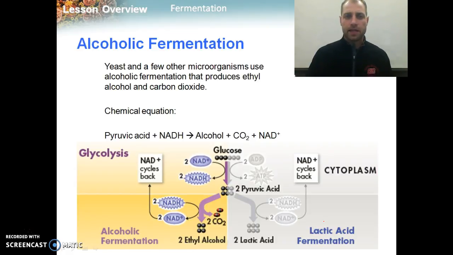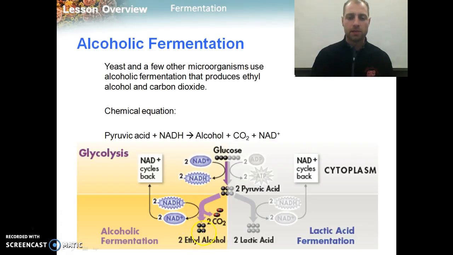In alcoholic fermentation, yeast and some other microorganisms will go through this process, which produces ethyl alcohol and carbon dioxide. When we look at it in terms of a chemical equation, we take pyruvic acid, which is our product at the end of glycolysis, and take the NADH, which we made during glycolysis, and we will produce an alcohol, carbon dioxide, and an NAD+, which is then going to cycle back around so that we can continue going through glycolysis. Here are our two carbon dioxide molecules that are coming off, and our ethyl alcohol.